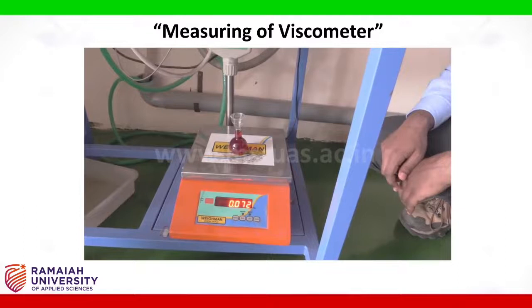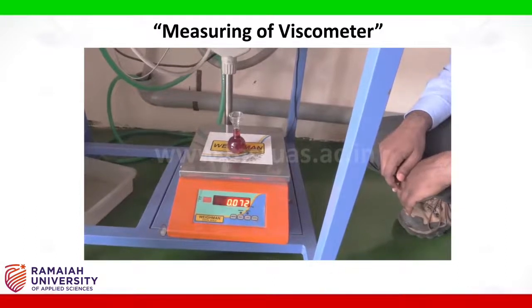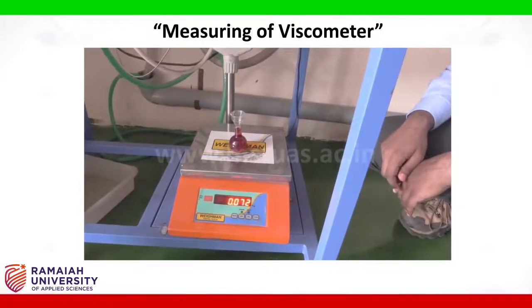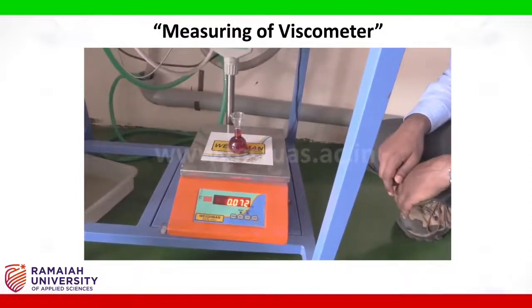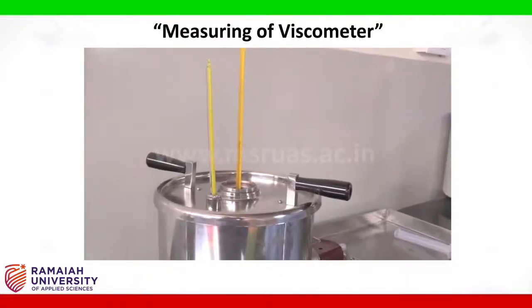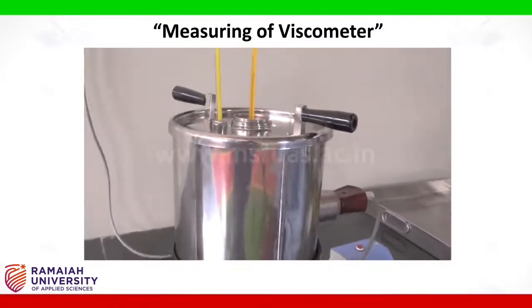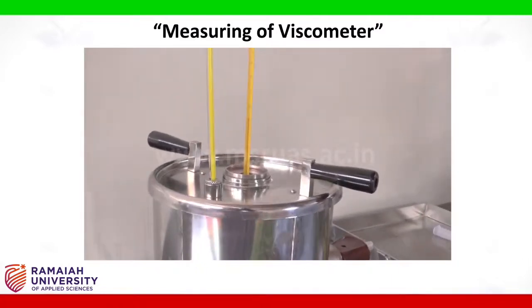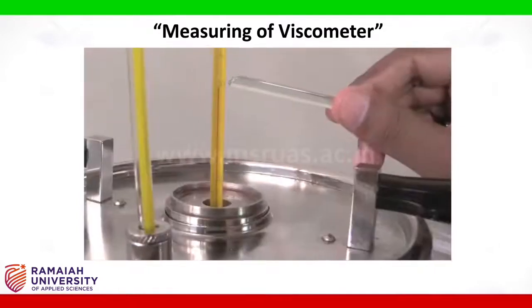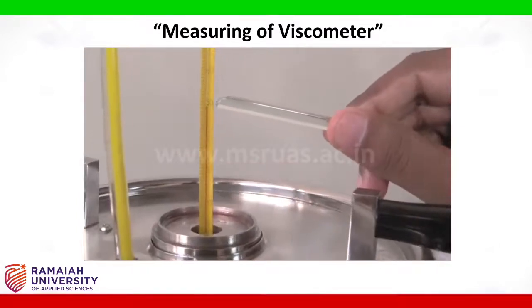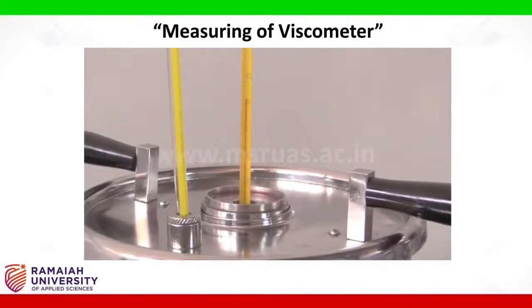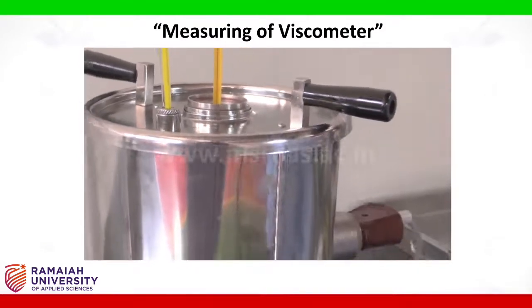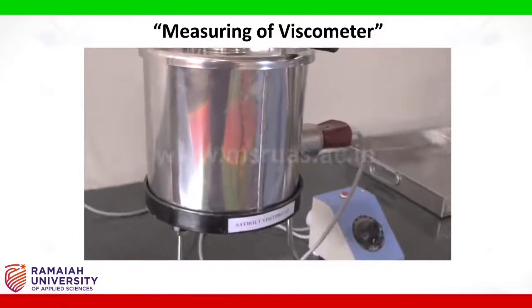By taking the difference of this weight with the weight of the empty flask, we can get the weight of the oil collected in the flask. In the Saybolt viscometer, we have kept the oil for heating. Now the temperature of the oil is approaching 55 degrees Celsius. At this temperature, let us calculate the viscosity of the oil.